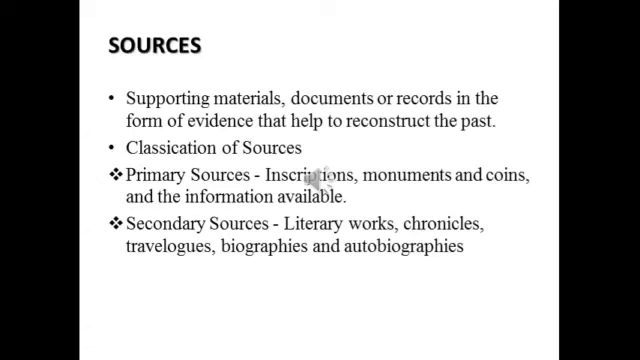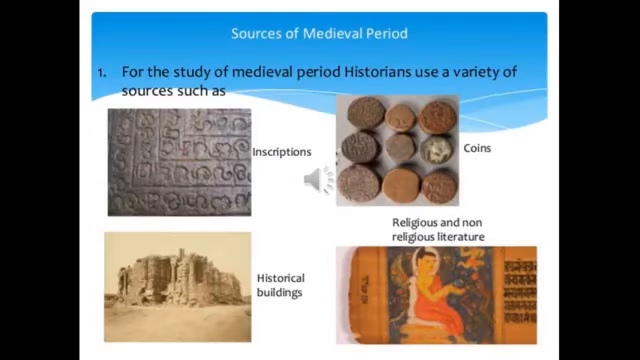In today's class we see about the primary sources. Sources of the medieval period. For the study of the medieval period, historians use a variety of sources such as inscriptions, coins, historical buildings and literary works, which may be religious or not religious. Apart from that, there are a lot of things to know about the past history.